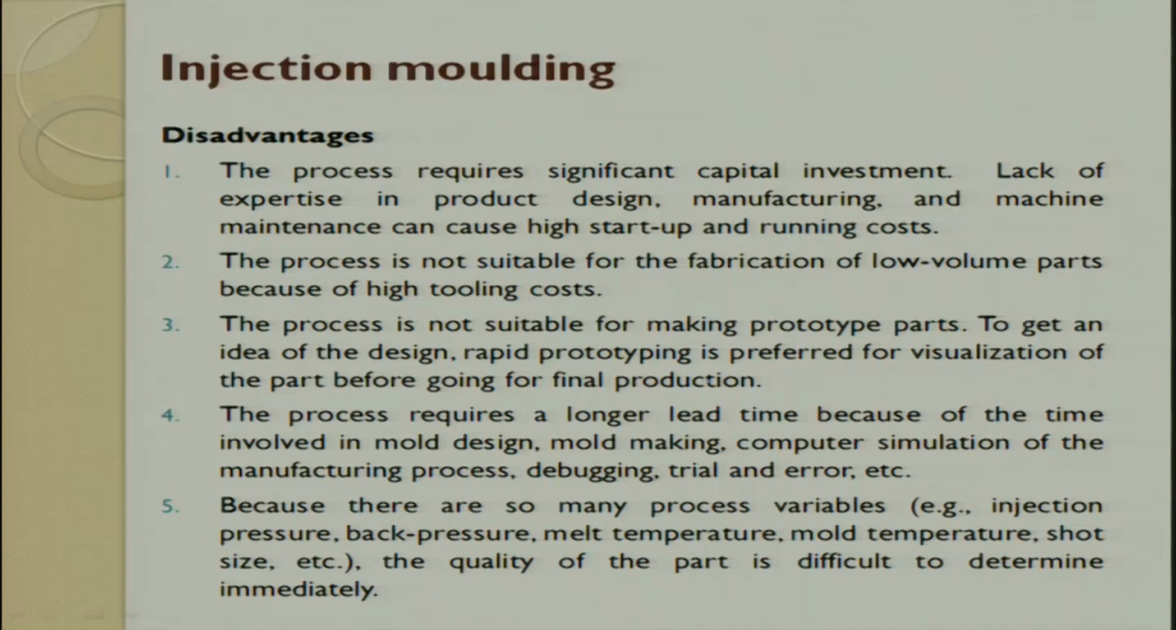The disadvantages are, yes, a huge running cost is one. Suppose you want to make only 25 parts: small prototypes cannot be made because the barrel length is too high, and it is not good for small volume production. It also needs a die, and die designing is very difficult. On top of that, there are process variables like injection pressure, back pressure, melting temperature, mold temperature, and shot size. All these have to be optimized to get the required quality output.